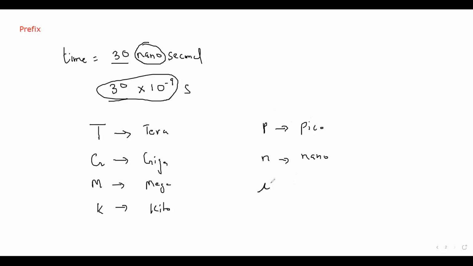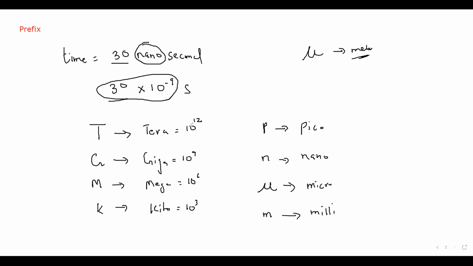This is a Greek alphabet, like a U, which we call mu. If mu is there, it is called micro, and if a small m is there, it means milli. And what are the meanings? Tera means 10 power 12. Giga means 10 power 9. Mega means 10 power 6. Kilo means 10 power 3.